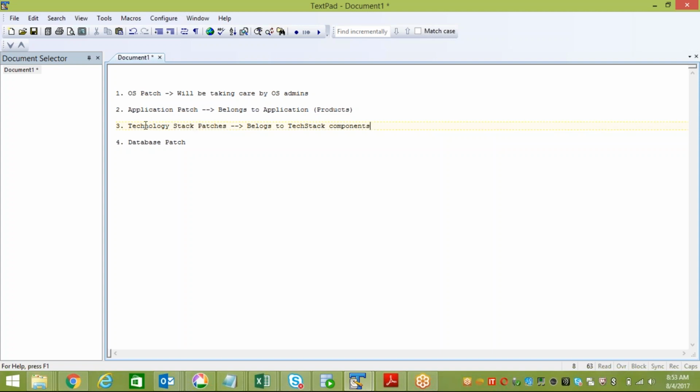Next, when it comes to the technology stack patches, these are meant for technology stack components. So if any issue comes up with the forms server, report server, web server, or concurrent server, something related to that, if anything goes wrong, they would be providing the technology stack patches. Next, database patches are purely meant for the database.